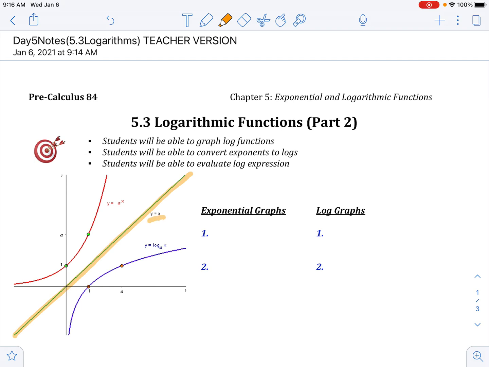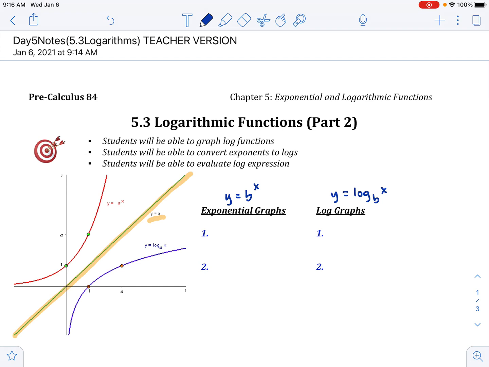So a couple of these points I'm actually going to point out when we talk about the comparisons between the two different types of graphs. So remember, exponential graphs, in the very basic form, it's just y equal to b to the x. Okay, I'm not talking about a or h or k or anything like that yet. In logarithms, we're talking about y equal to log base b of x. All right, so some comparisons.